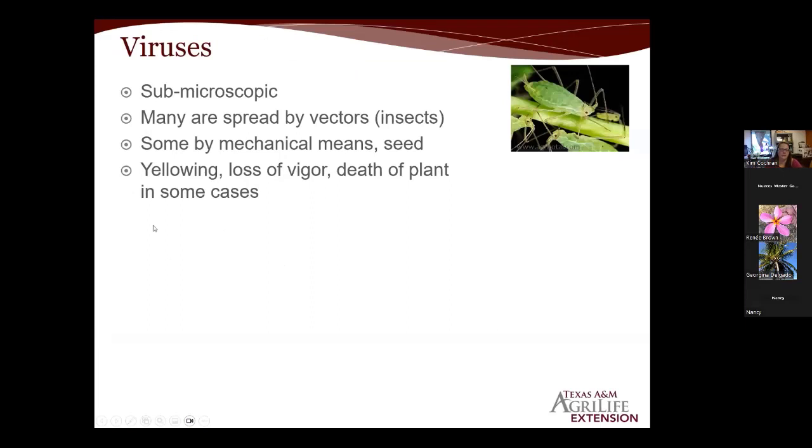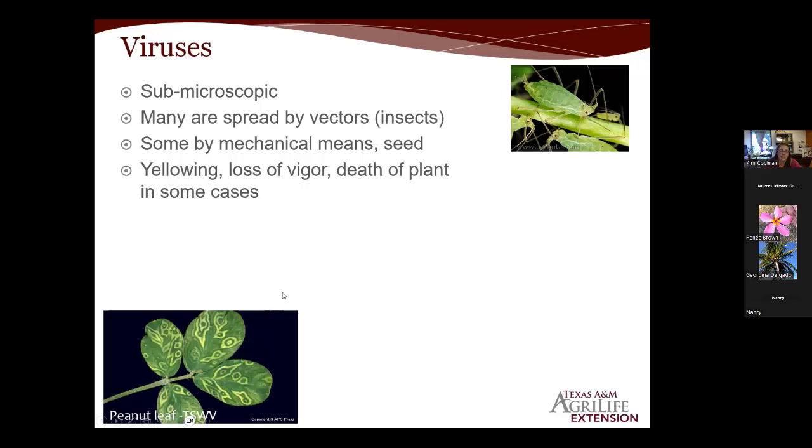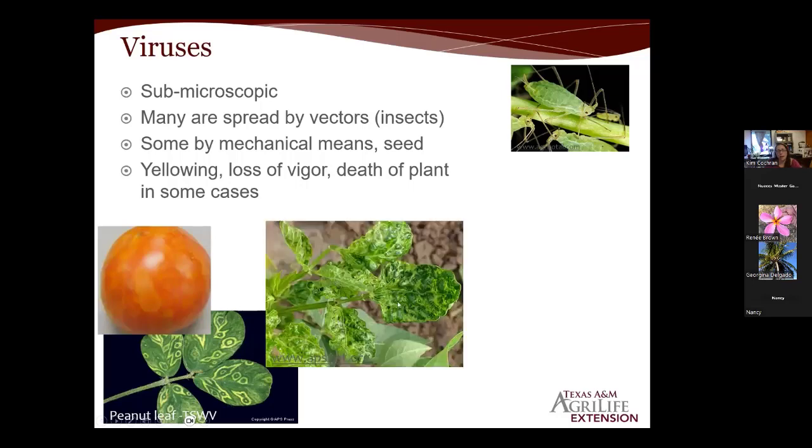All right, on to viruses. These are submicroscopic. Many are spread by insect vectors. Some can be spread by mechanical means, like on your hands or on tools, just through physical contact. And some can be spread by seed. Oftentimes we'll see yellowing, loss of vigor, the death of the plant in some cases, and some classic virus symptoms include spots, like you can see here in the bottom here, mottling and malformed growth, like you can see here in the center.